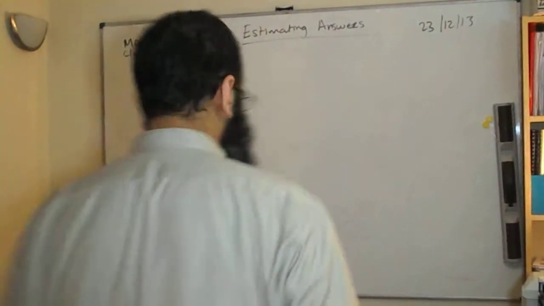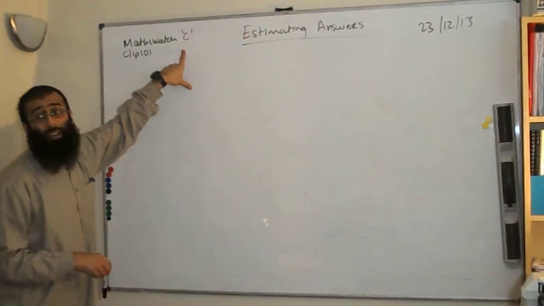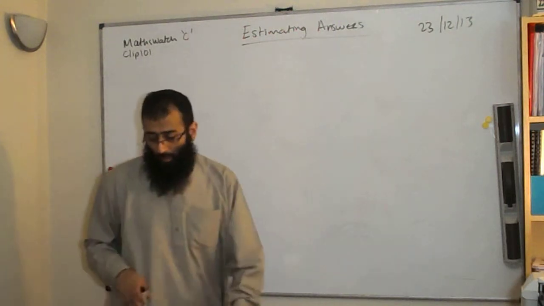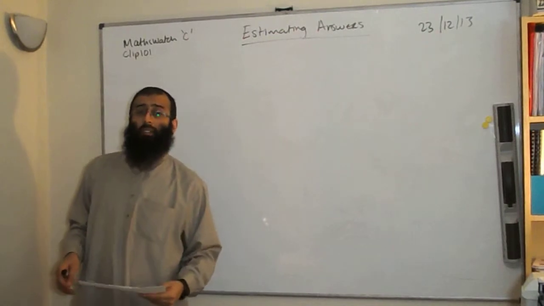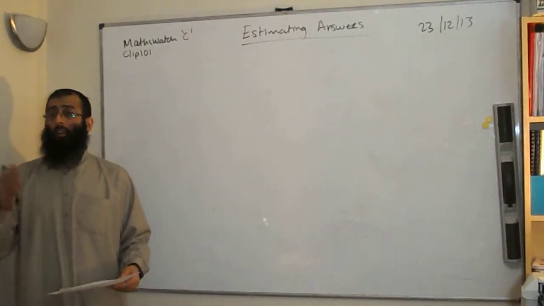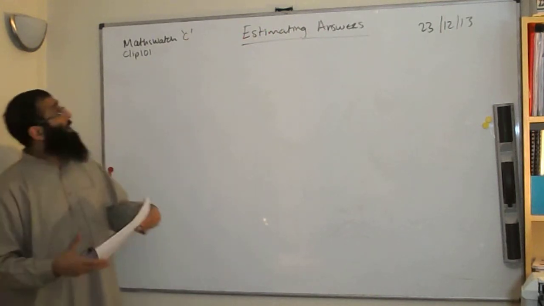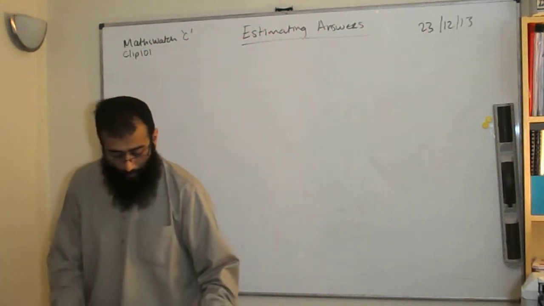Okay, Bismillah. Okay, folks, welcome back. We're looking at MathWatch Grade C Pack, Clip 101, Estimating Answers. Now, before we do this particular exercise, we need to do a warm-up exercise. So we're looking at how we round off to the nearest whole number, nearest 10, nearest 100, nearest 1,000. Those are the skills we need in order to do these kinds of questions. So let's have a look at that first of all.